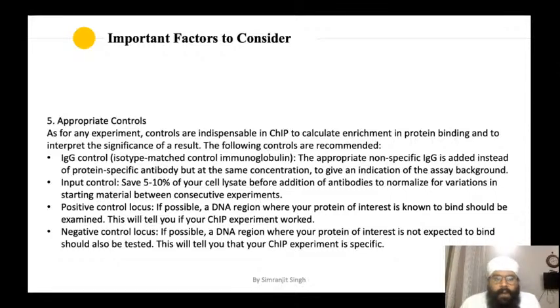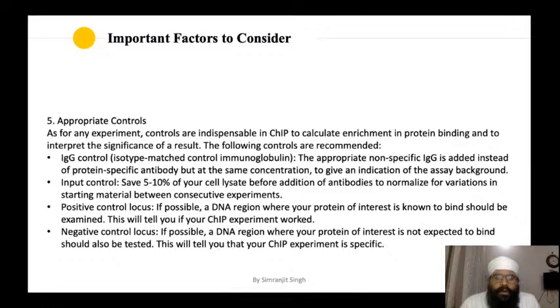As for any experiment, controls are indispensable to ChIP to calculate enrichment in protein binding and to interpret the significance of results. The following controls are recommended. So IgG control should be there. Appropriate non-specific IgG is added instead of the protein-specific antibody, but at the same concentration, to give an indication of the assay background. Then input control, you can say 5 to 10% of the cell lysate before addition of antibodies, to normalize for variations in starting material between consecutive experiments.